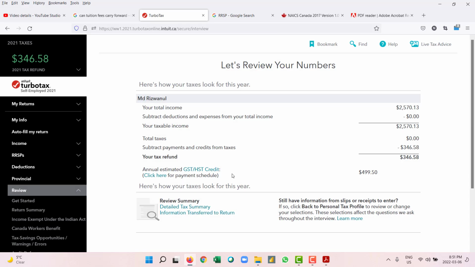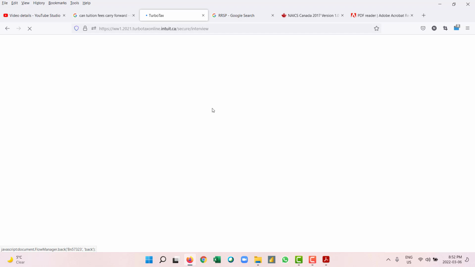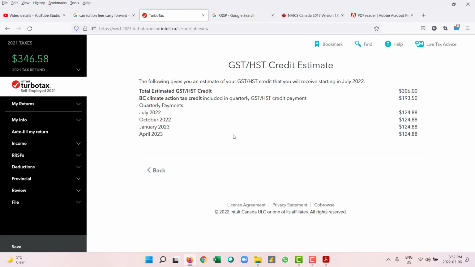What is this? $499. Click on schedule a tax refund. Your tax refund: annual estimated GST/HST credit $499. Click here for payment schedules. What is this? Total estimated GST/HST credit $306. The climate action tax credit $192.